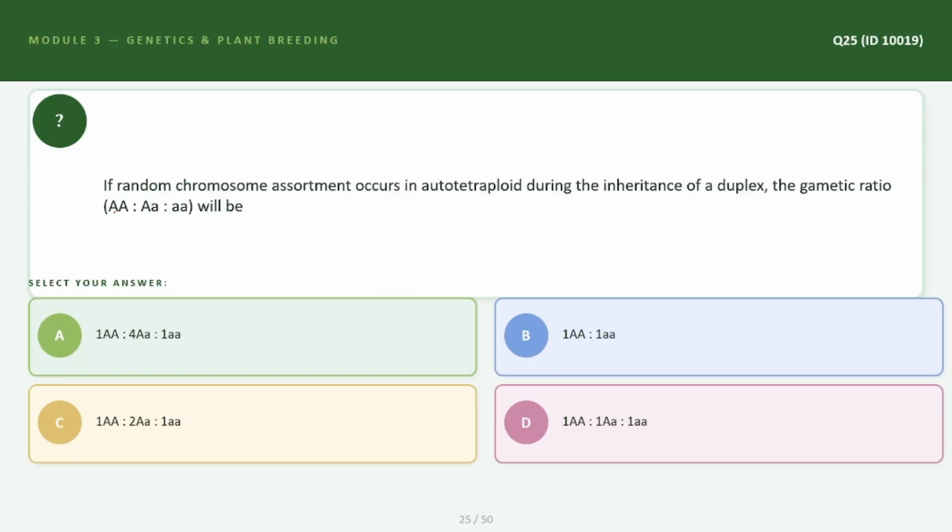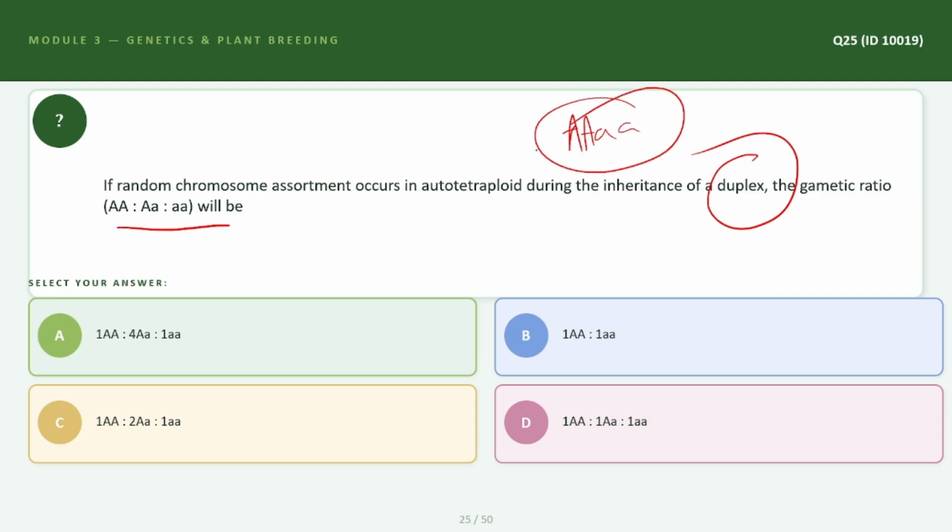Then this is also very simple. Many people miss this in the examination. See, they are asking about the duplex. What is a duplex? A minimum of two capital alleles. Then see, what is the ratio of this combination?